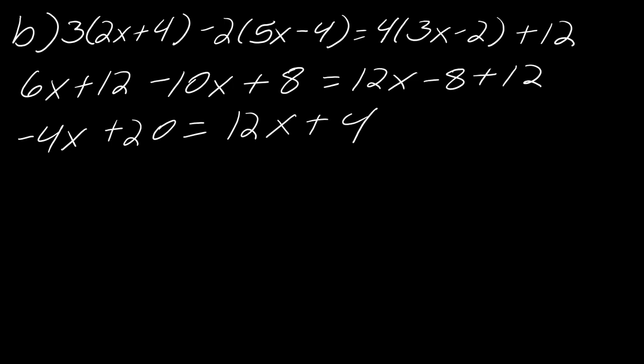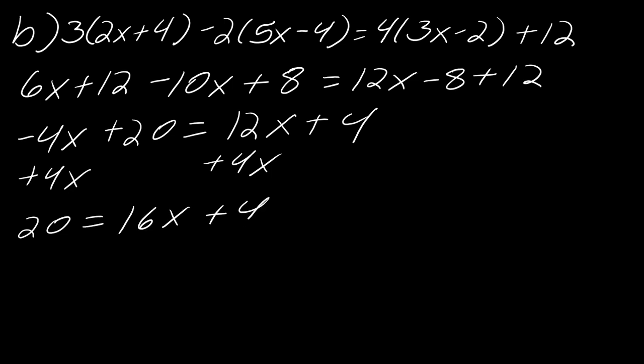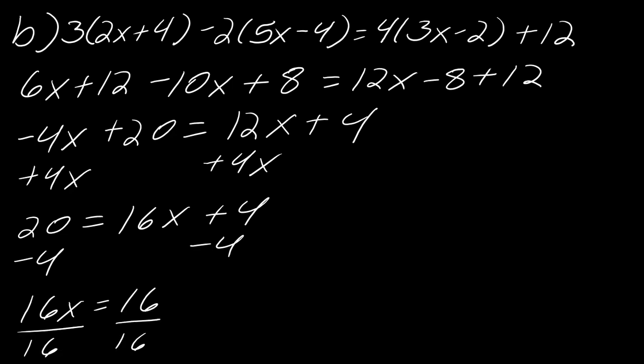So now I just need to collect all my numbers to one side and all my letters to another. So I'm going to bring the 4x over to this side. I just like trying to keep things positive. I'm a positive person, you know what I mean? Okay, so now this is going to be 20 equals 16x plus 4, and then I'll subtract off the 4. So now I have 16x equals 16. If I divide both sides by 16, I will get that x equals 1.